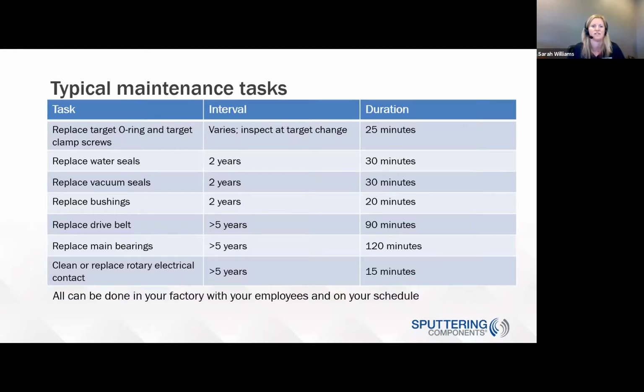This is a slide on typical maintenance tasks that are required. If you're doing a target change, then you do want to inspect it and maybe replace the O-ring and the target clamp screws, which is pretty quick. Otherwise, you won't need to do the water or vacuum seals for a couple of years. It takes around 30 minutes, bushings 20 minutes. And if there are other things that need to be replaced, we put greater than 5 years, it could be 10 years, drive belt, bearings, electrical contact, then all this can be done in under 2 hours, with your employees and on your schedule.